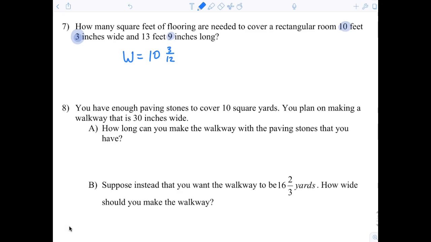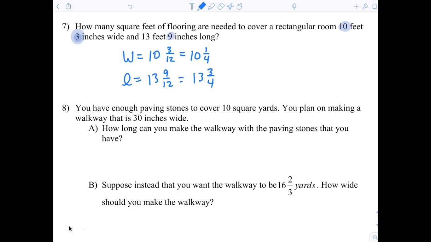Now let's say we didn't know that was 1/4. Do you understand that on your calculator you can type in 3 ABC 12 and it'll reduce it down to 1/4 for you? But we already knew that 3/12 was 1/4. So it's 10 and 1/4. So the length is going to be 13 and what? 13 and 9/12. And what is 9/12 reduced to? 13 and 3/4.